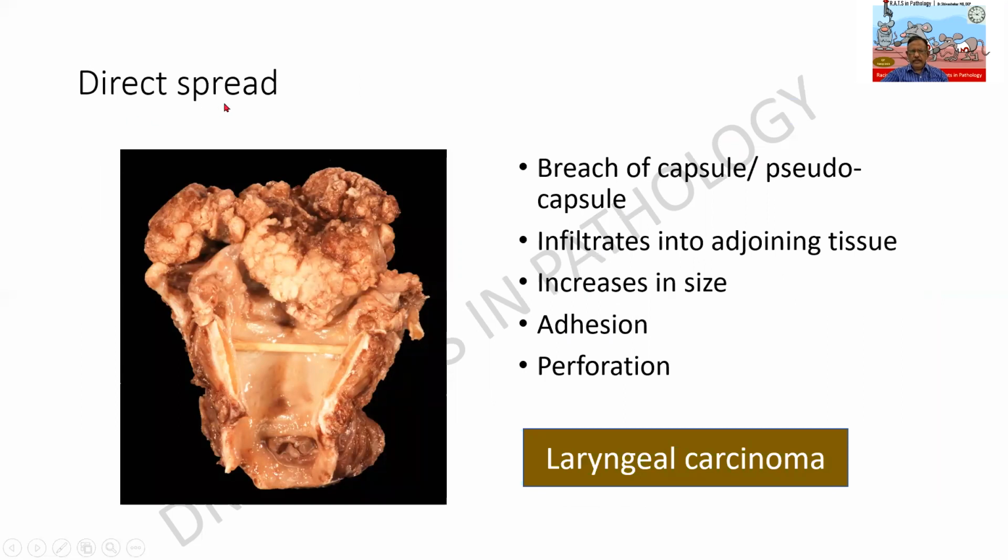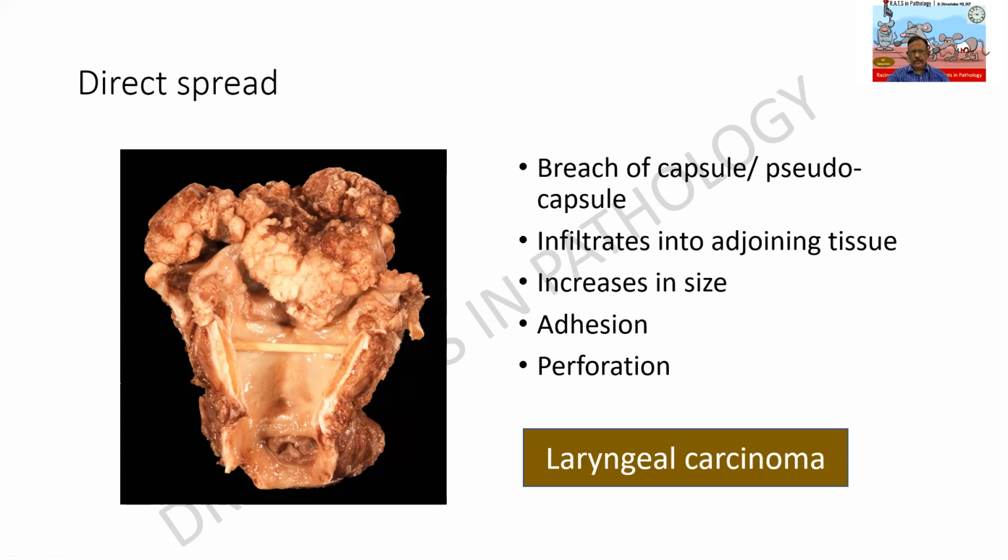Direct spread. This is supposed to be one of the most common and the first modes of spread of tumors. I find that there is a fungating cauliflower-like growth that has grown from the larynx into all the adjoining tissues. There is a breach of the capsule or the pseudocapsule. It infiltrates into the adjoining tissue. There is a rapid increase in size, and there can also be adhesion or perforation of the surrounding tissues.